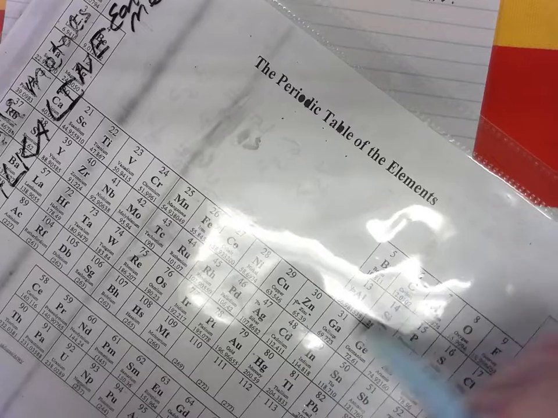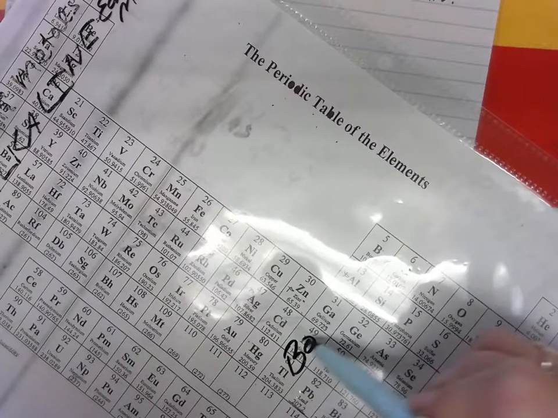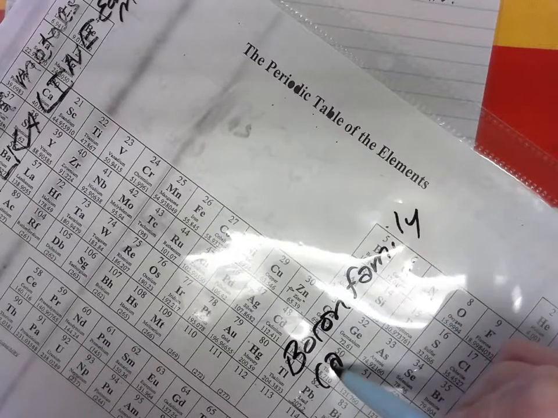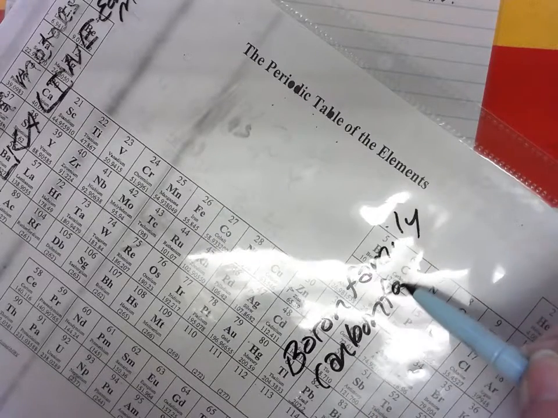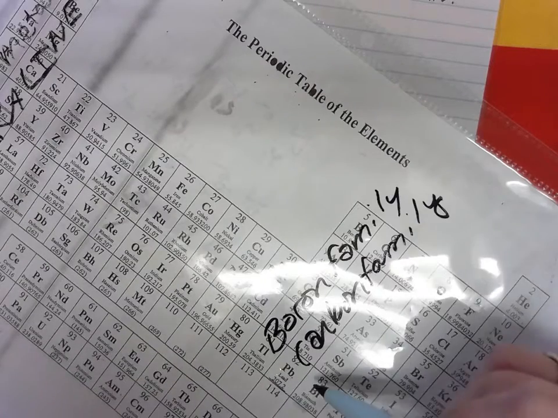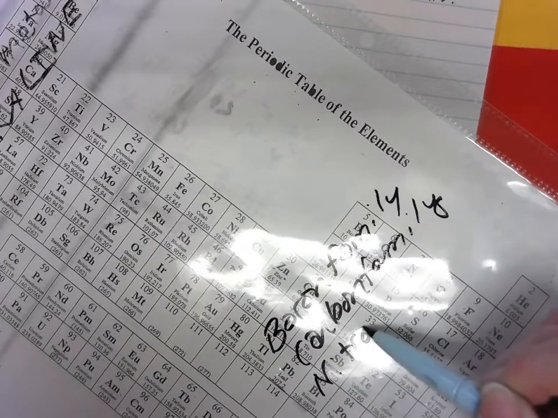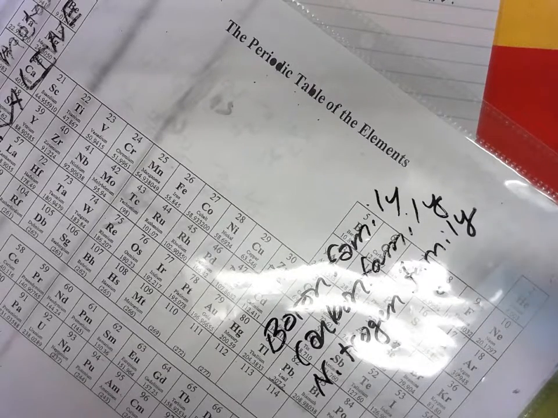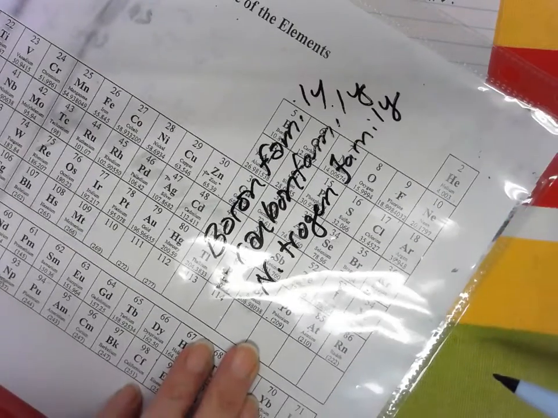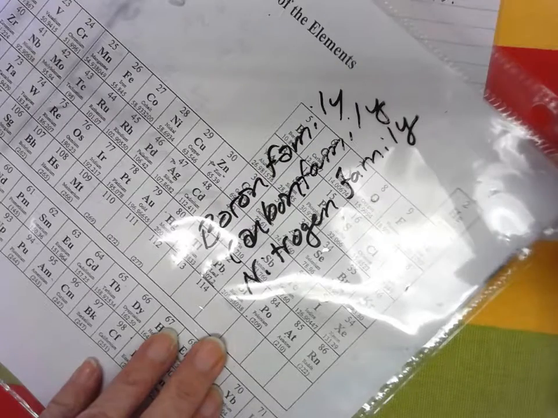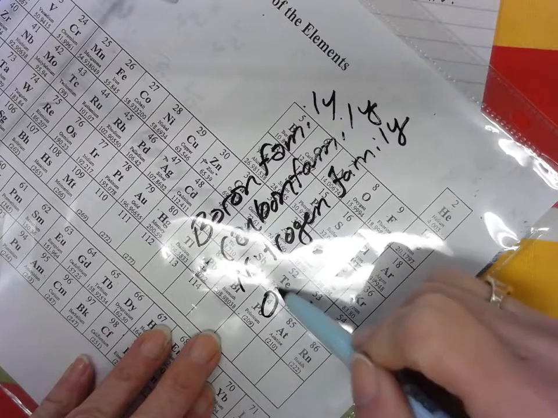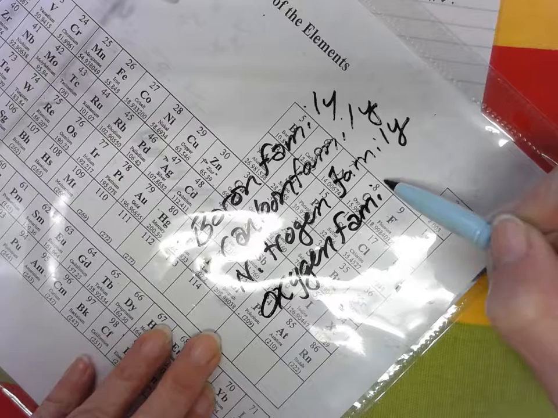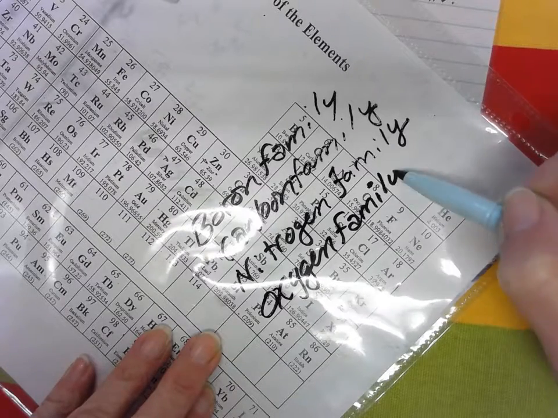Okay, these are real easy to remember. This is your boron family, carbon family. Now, in old textbooks, you will see different names for these. This is your nitrogen family, but we don't need to know the different names. We can just use the current names. This is your oxygen family. It's known as the chalcogens in older textbooks.